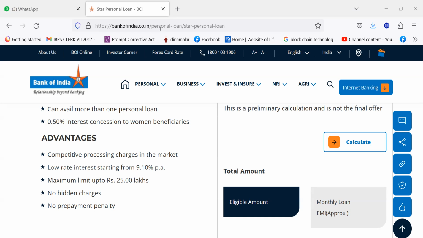Yes sir. Sir, I want to define personal loan of Bank of India. First is Bank of India Star Personal Loan, which is given for purposes like marriage, medical, etc.